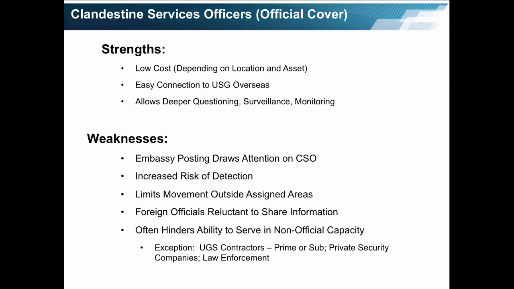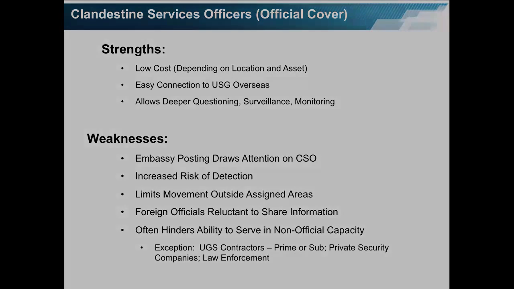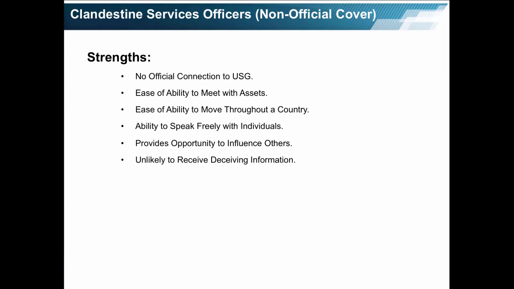Foreign officials are reluctant to share information because, again, they are making assumptions and they don't know who is who. And it often hinders the ability to serve in an unofficial capacity. Once you are identified as being a member of the U.S. government, it's very difficult to become a civilian. The exception are the U.S. government contractors, prime or sub, private security companies, and law enforcement agencies.